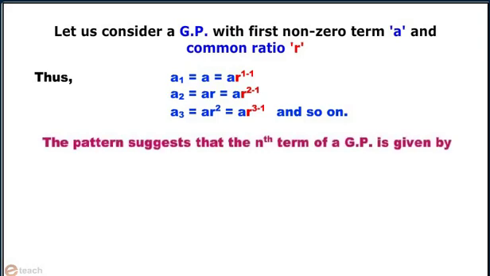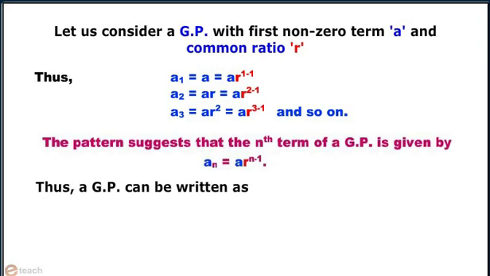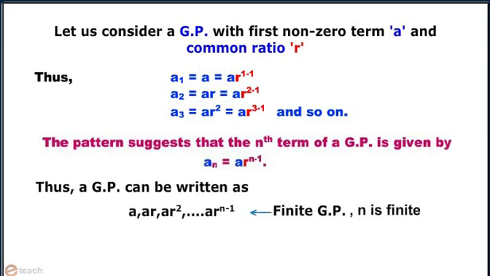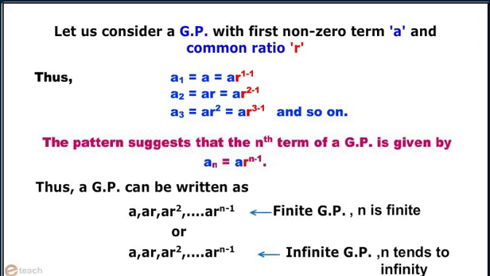The pattern suggests that the nth term of the GP is given by an equals a r to the power n minus 1. Thus, a GP can be written as a, ar, ar squared, and so on till a r to the power n minus 1. This is called a finite GP if n is finite, and an infinite GP if n tends to infinity.